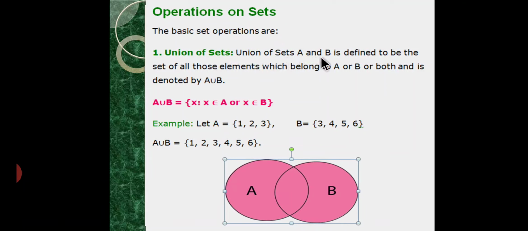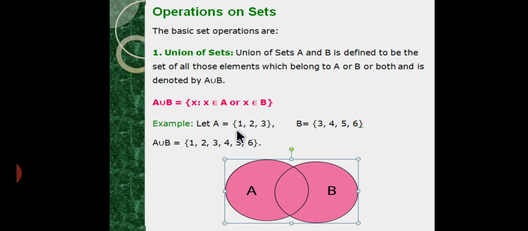The union of sets A and B is defined to be the set of all those elements which belong to A or B or both, and is denoted by A union B. That is, A union B is equal to the set of X such that X is an element of A or an element of B or an element of both. So A union B is equal to X such that X belongs to A or X belongs to B.